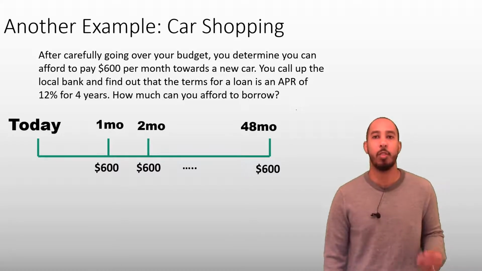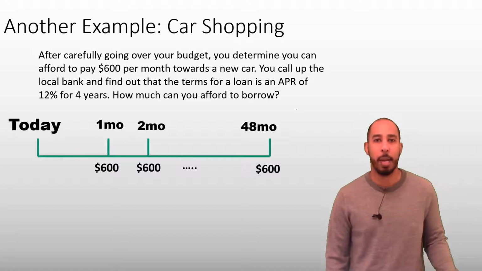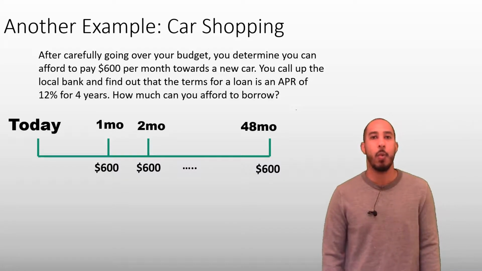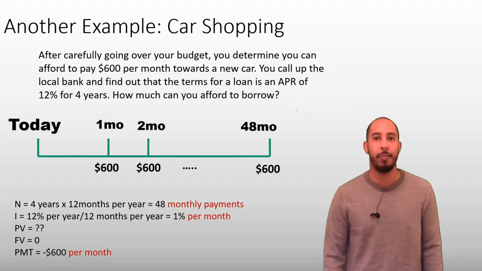There's a regularly scheduled payment of $600 per month for 48 months. We just need to figure out what the bank will give us today, the present value. We can set N to 48 monthly payments. That's a 4-year loan with 12 payments a year.